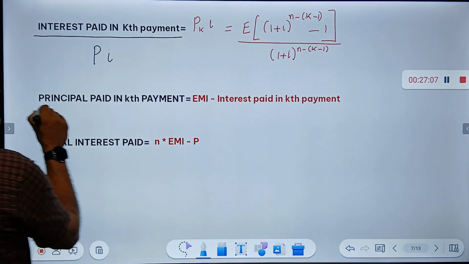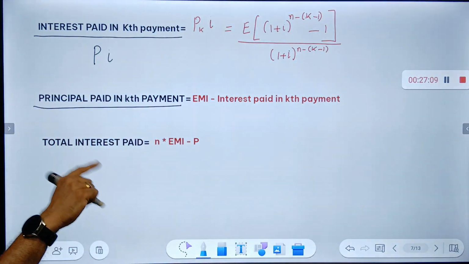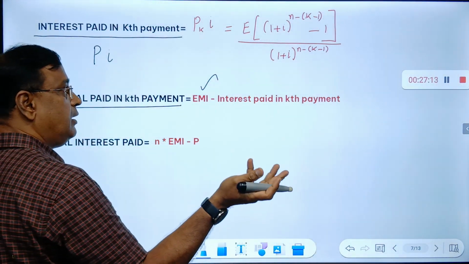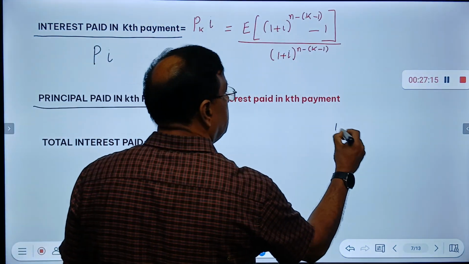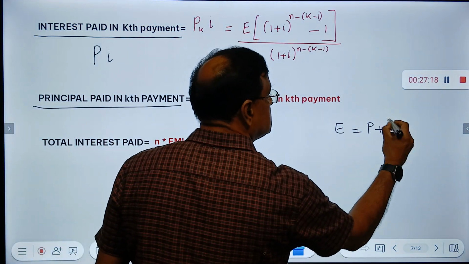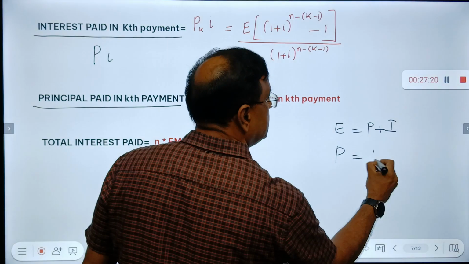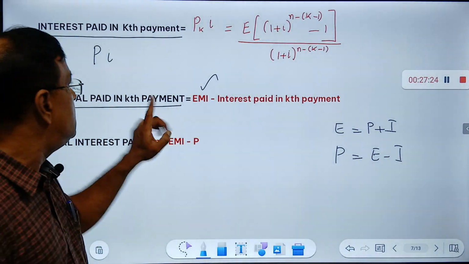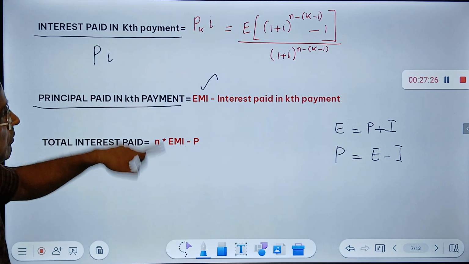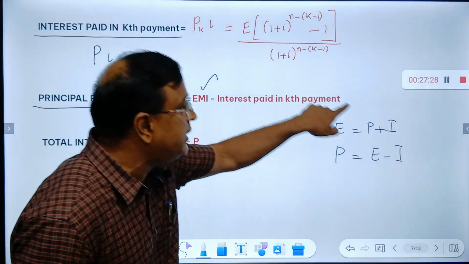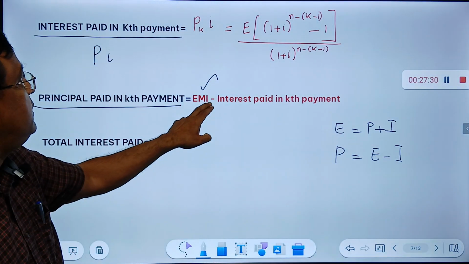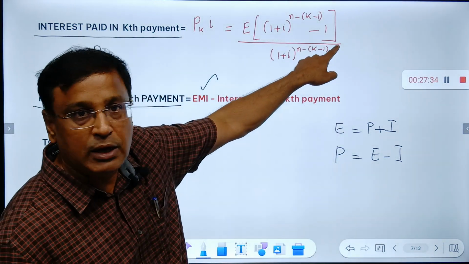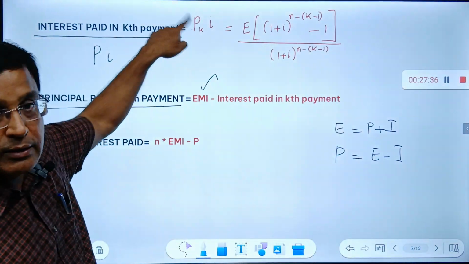Now, what is the principal paid in the kth payment? It is nothing but the EMI that you pay. You all know EMI is principal plus interest. I want to know the principal, that is E minus I. So EMI minus, since it is the principal in the kth payment, the interest paid in the kth payment, which you have already calculated from this formula. So if you want to do this, you have to do that.